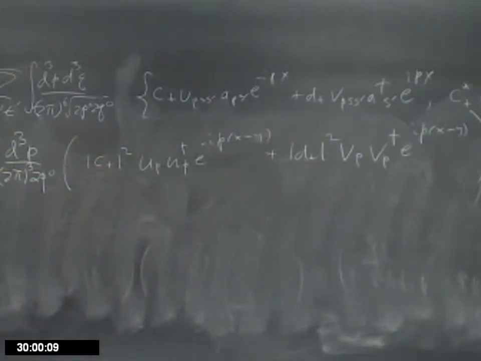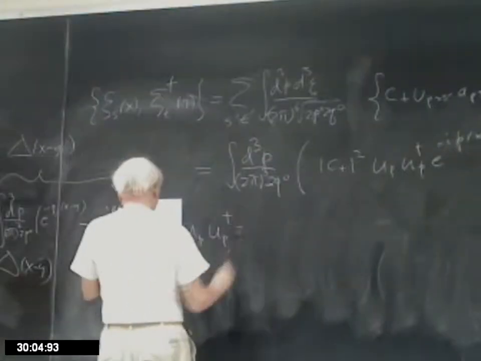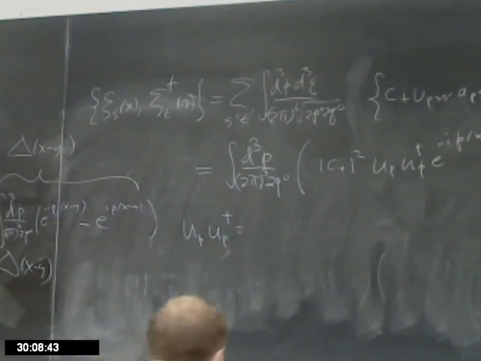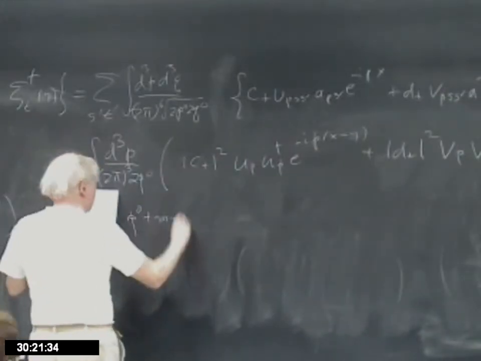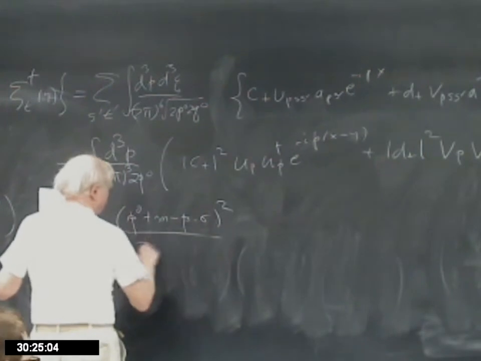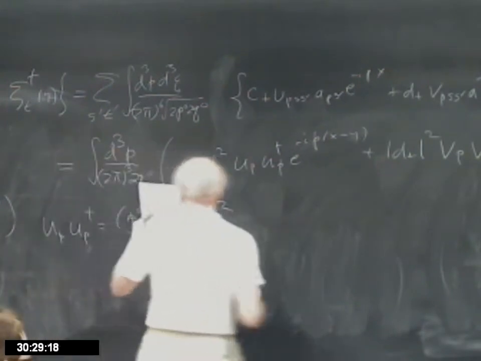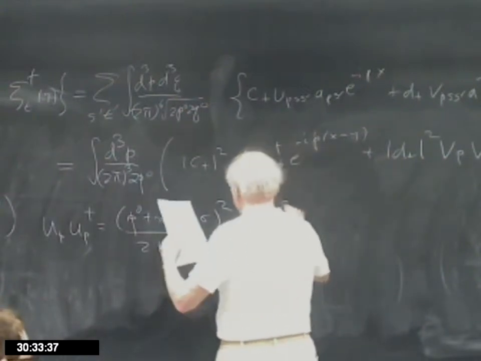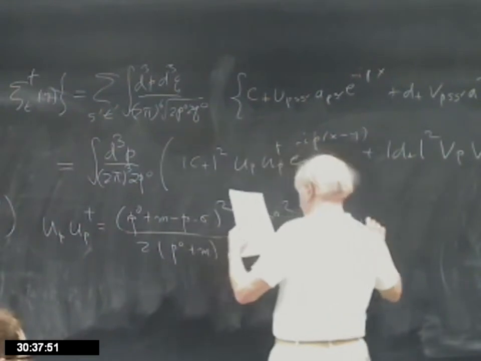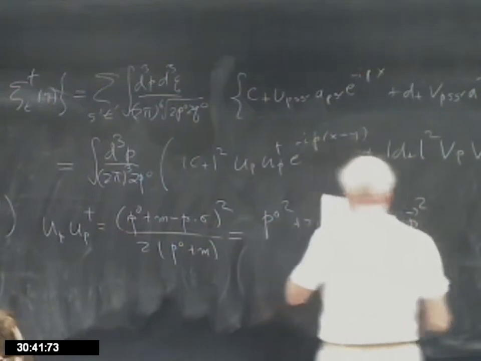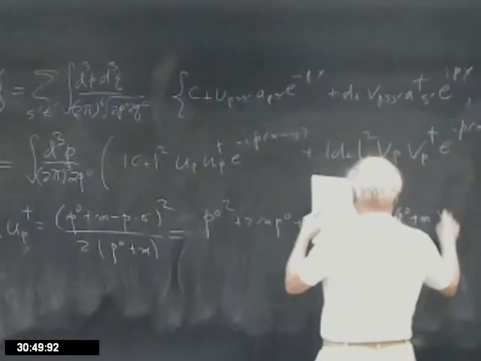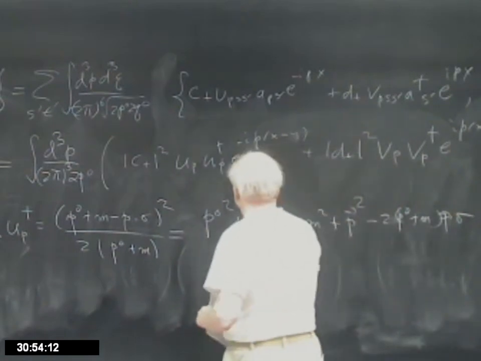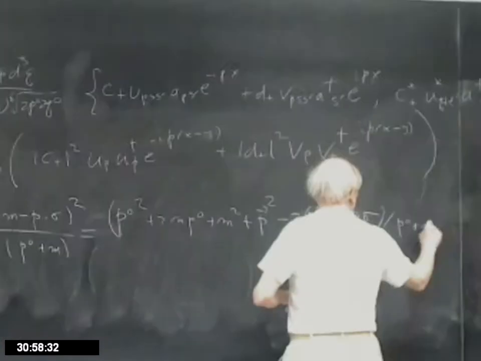All right, so what is u_p u_p dagger? Well, this is very simple because you see it's just this thing over here. It's just this times its adjoint, but this is a Hermitian matrix. So this is really very simple. It's just (p0 plus m minus p dot sigma) squared over 2(p0 plus m). And now if you do the arithmetic, you get p0 squared plus 2mp0 plus m squared plus p vector squared minus 2(p0 plus m) p dot sigma, and it's all that divided by (p0 plus m) times 2.